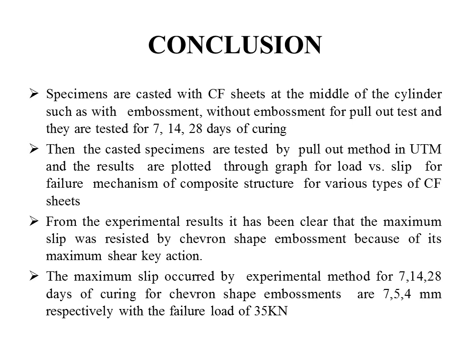From the experimental result, it is clear that the maximum slip was resisted by the chevron shape embossment because of its maximum shear key action. The maximum slip occurred by the experimental method for 7, 14, 28 days of curing for chevron shape embossments is 7, 5, 4 mm respectively, with the failure load of 35 kN. The chevron shape embossment shows this much slip for the ultimate load of 35 kN.